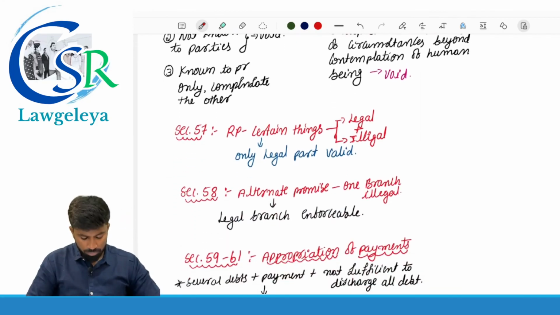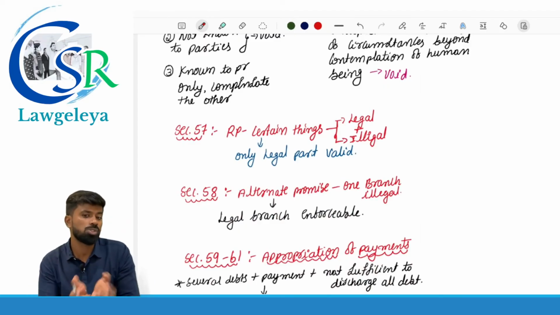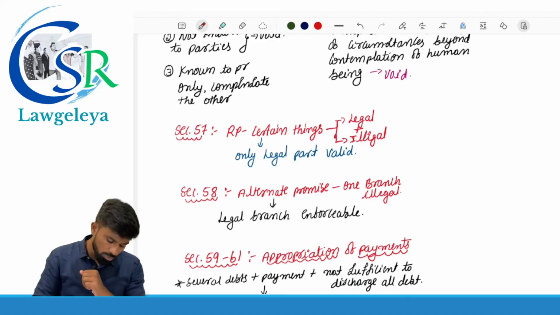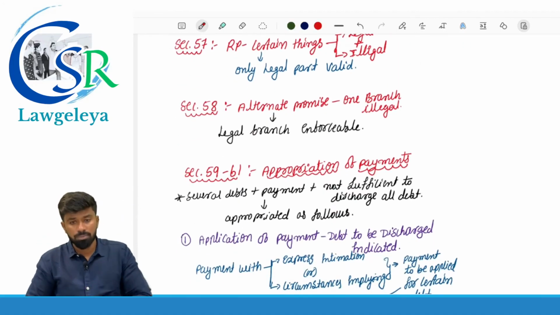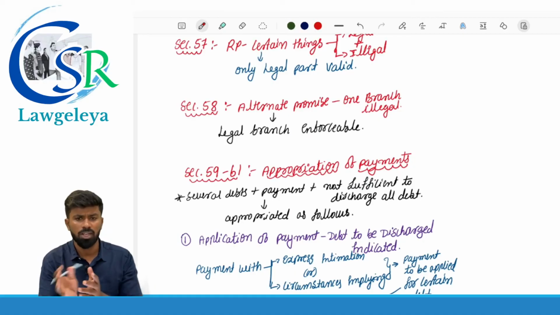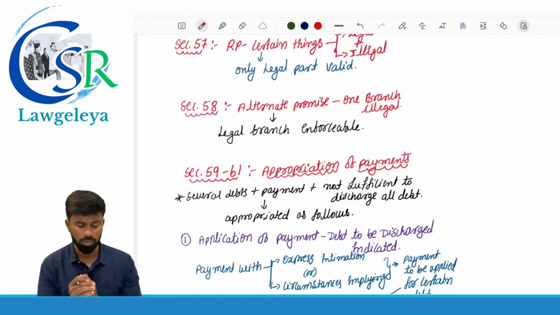Section 57, reciprocal promises to do certain things that are legal and illegal. Whichever branch is legal is valid. The illegal part is not enforceable. Section 58, where there are alternative promises, one branch being legal and the other illegal, only the legal branch is valid. For example, that rice and opium example, only the rice is enforceable.